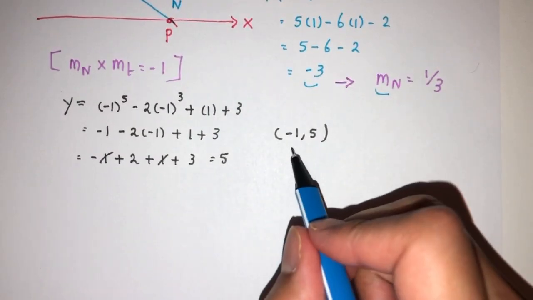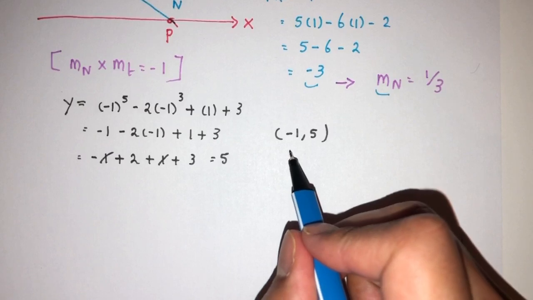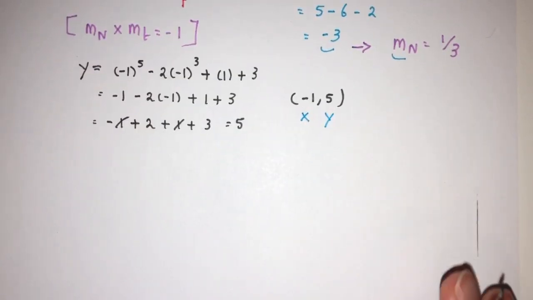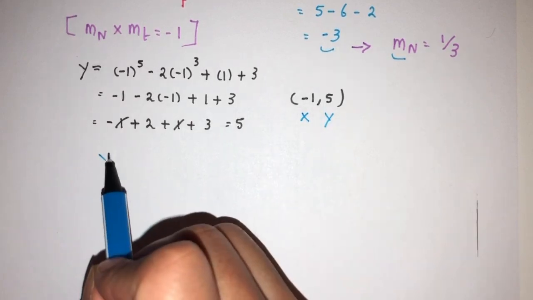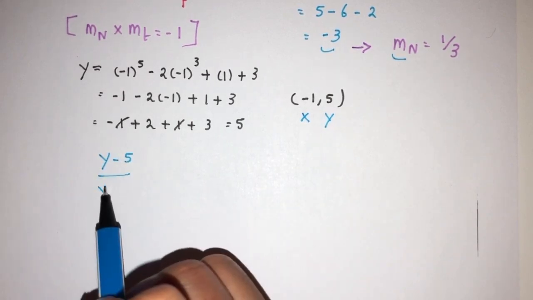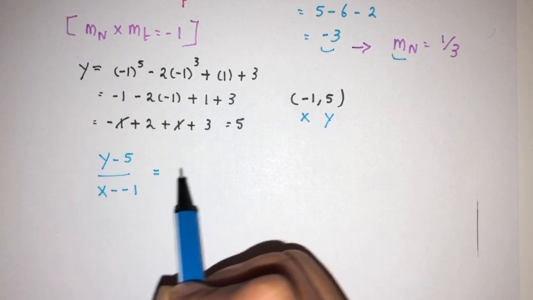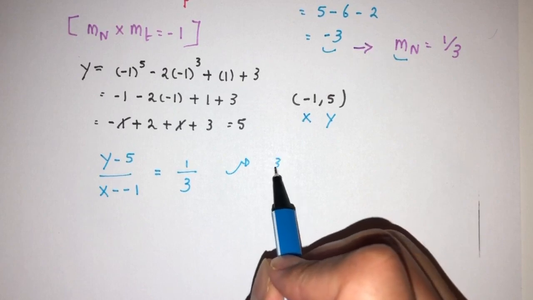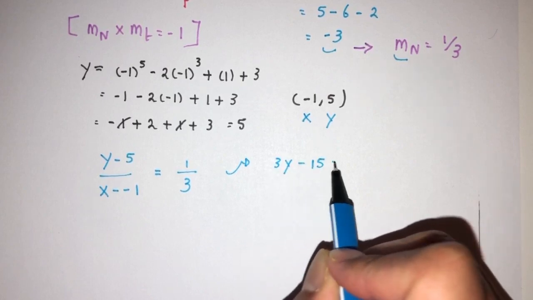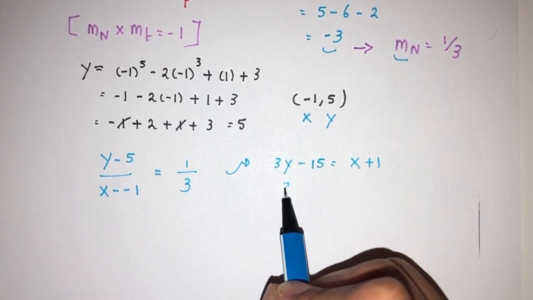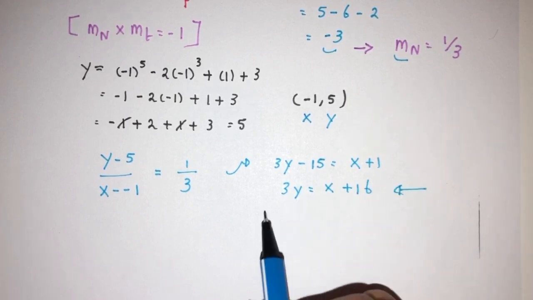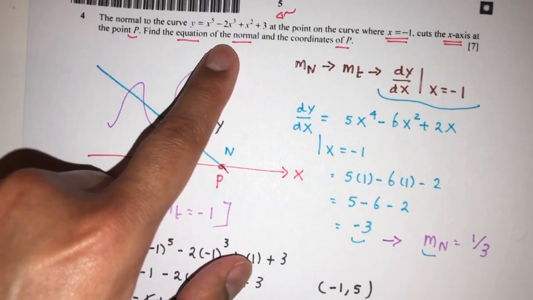Okay, so that will be my x point and the y point. To find the equation of normal now, that has to be y minus the corresponding value over x minus the corresponding value equal to the gradient. Cross multiply, you will have 3y minus 15 equal to x plus 1. So 3y has to be x plus 16. That will be my equation of normal, which is the first part of my answer.